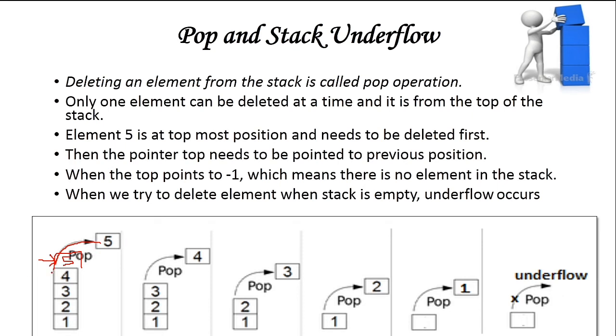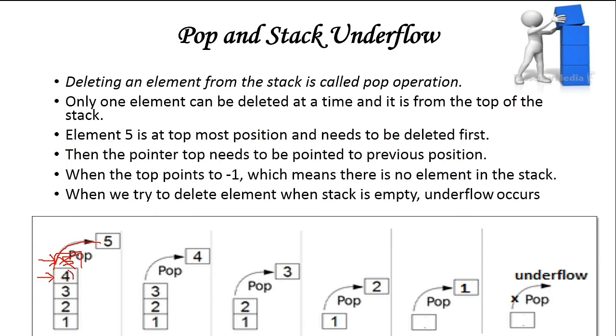Next, what do I need to do? I need to delete 4. Now 5 has been deleted from your stack, right? Now I want to delete 4. So top should be pointing to the next position. So how can I do that? I have to decrement top by 1. In order to do that, I need to decrement top by 1, so that top will be pointing to 4 now.